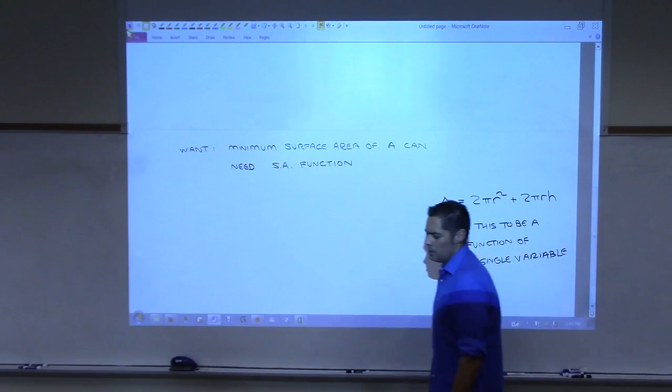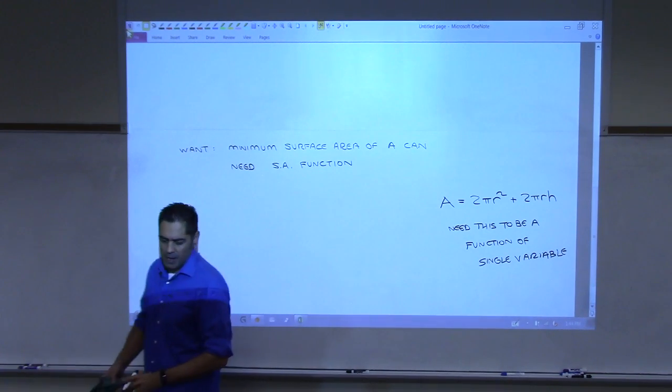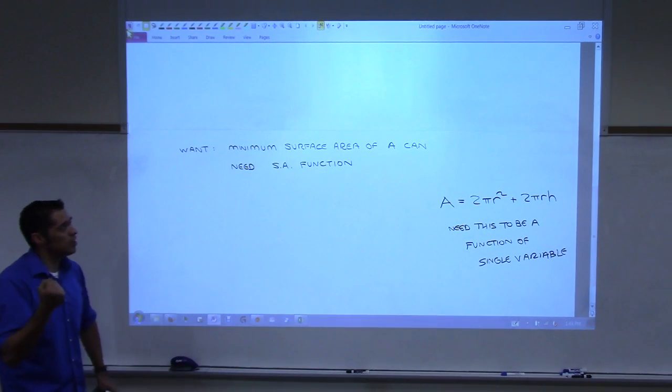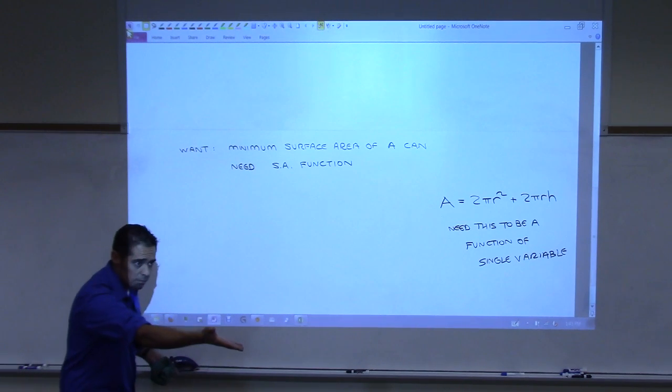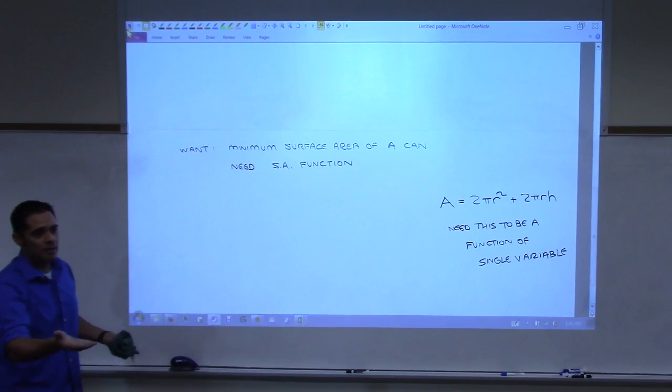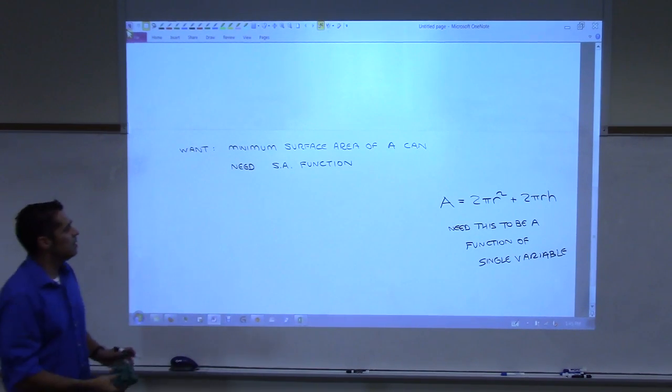And the only piece of information that we have that's going to help us is the actual restriction here. Look, this can must hold 1 liter, right? That's the big thing that we have not used. So when we say the can must hold 1 liter, volume, right? We know that the volume must be 1 liter.